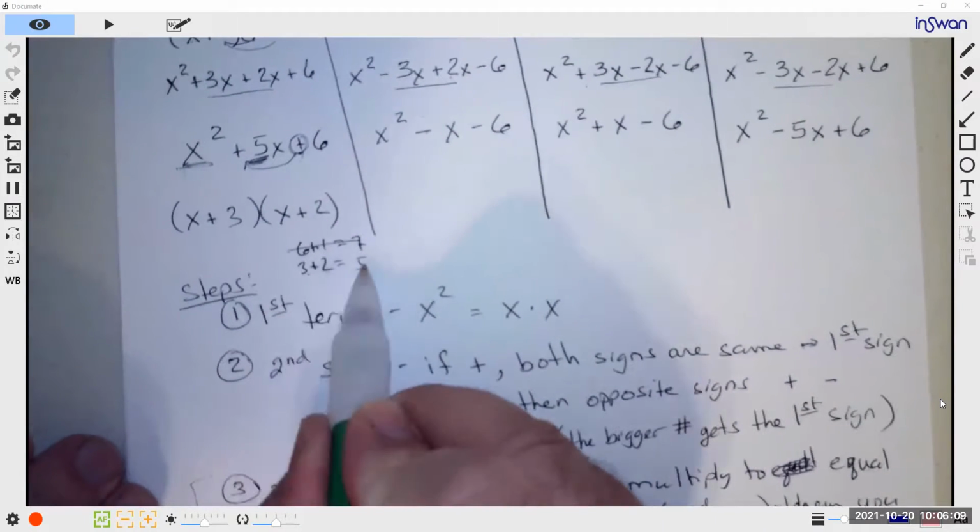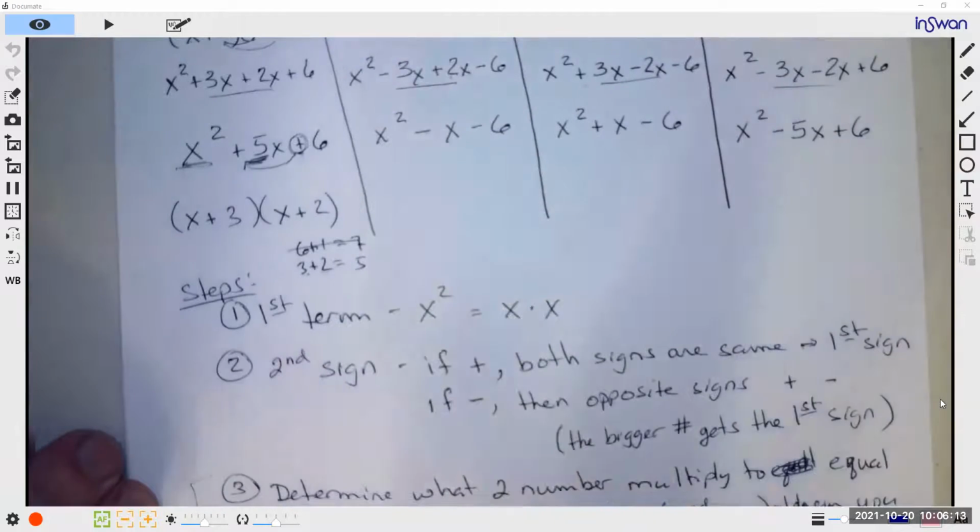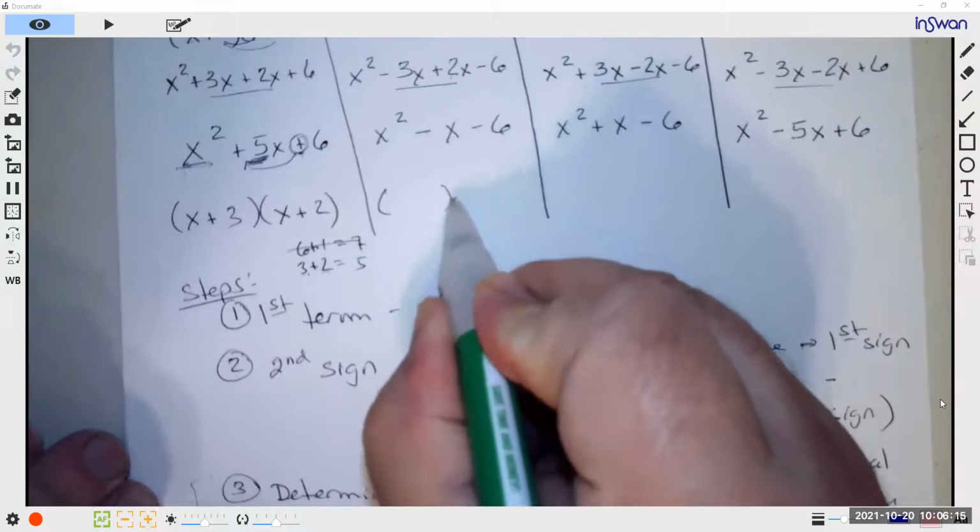So we know that 3 plus 2 is 5, and 3 times 2 is 6. That's the pair. Let's look at the next example.